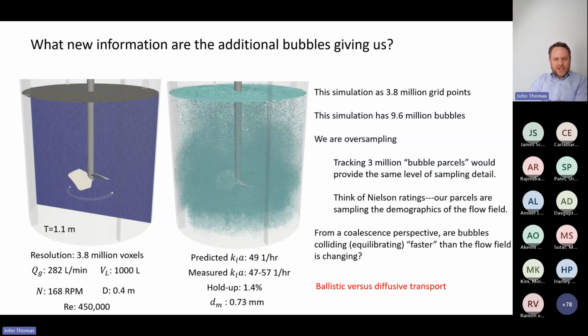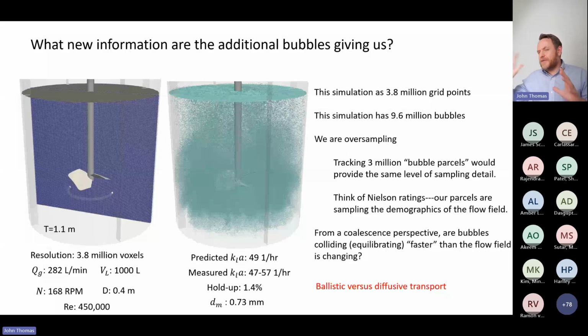If I just hit this with the discrete method, it works. It's fine. I can do this using the discrete approach. I like the discrete approach. It's very general. I get a predicted kLa of about 49, measured right in that ballpark, which is great. My holdup is 1.4%. My mean bubble diameter is about 0.7 millimeters. There's a snapshot of the fluid field. This simulation has, again, 3.8 million grid points or voxels, yet like 10 million bubbles.